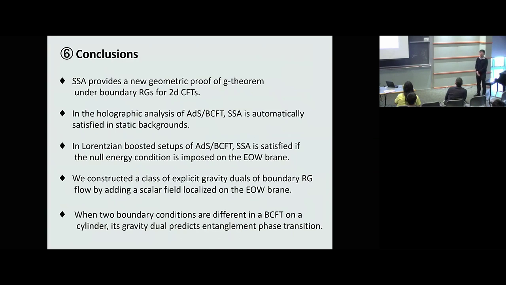Questions? Are there any interesting new ways of saturating SSA in this framework compared to the case without the boundary? Okay. Yeah, I'm not sure, but maybe it would be interesting to think about a case with multiple boundaries. I'll think about it, but so far we don't have a definite example.